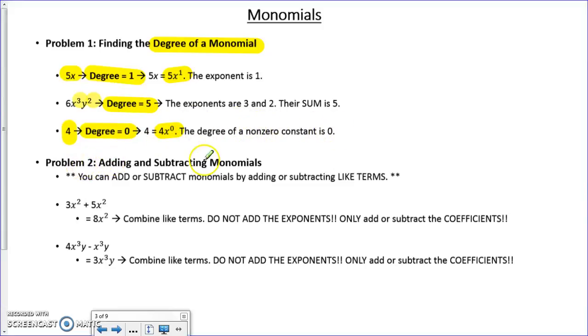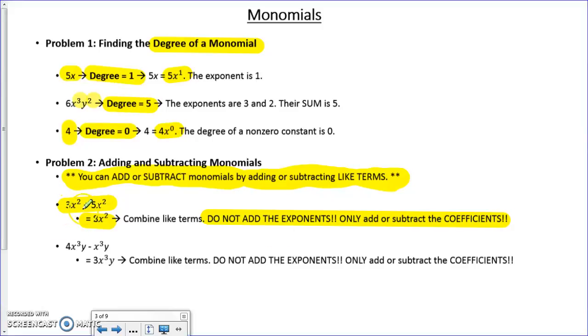Problem 2, adding and subtracting monomials. This is very important. You can add or subtract monomials by adding or subtracting like terms, meaning they have to have the same variables raised to the same exact exponent. If they do not have the same variables raised to the same exponent, you cannot add or subtract them. 3x squared plus 5x squared is equal to 8x squared. Combine like terms. Do not add the exponents. Only add or subtract the coefficients.